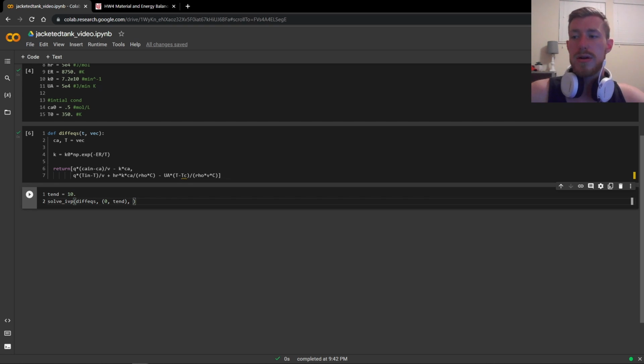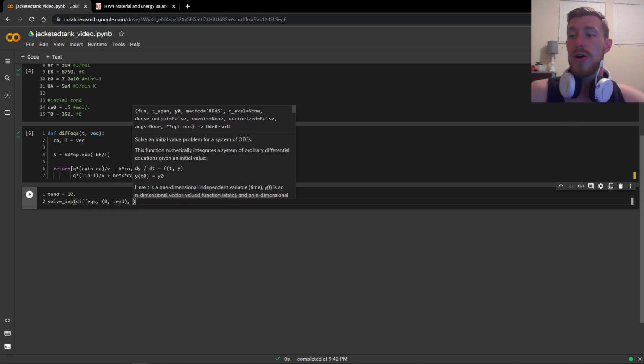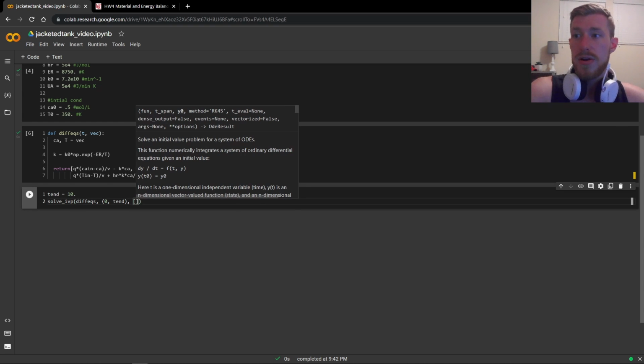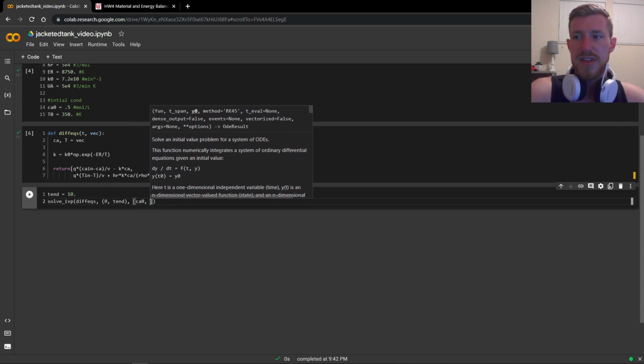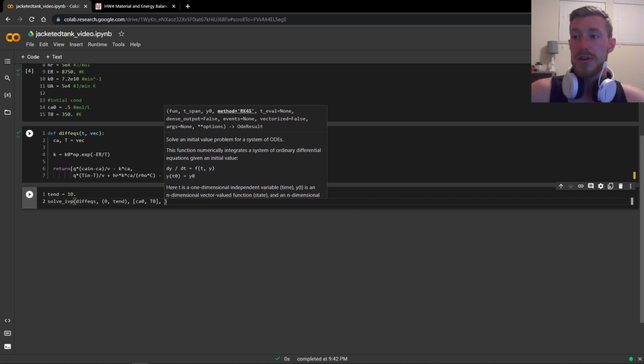So after we do our time in and time out, let me go back to telling me what I have to do just to make sure that I get everything right. Y0 are our initial inputs. So we're obviously going to have our initial conditions. We're going to be Ca0, our initial concentration of A in our tank, and T0, our initial temperature of the tank, because that's what's going to plug into right there. And then we're going to unpack that, making sure we have the right order, Ca and T in that order.